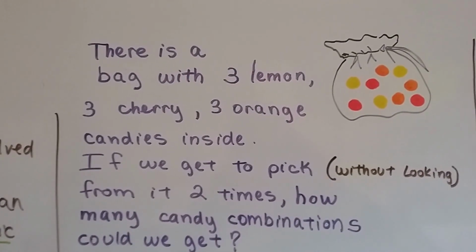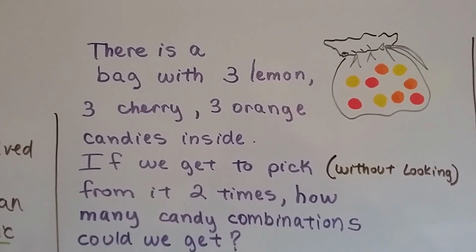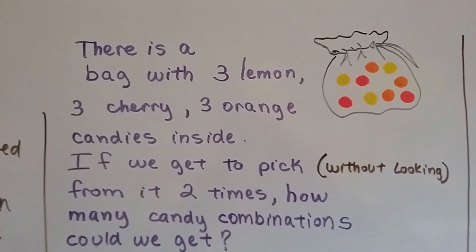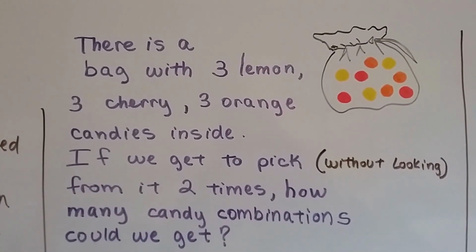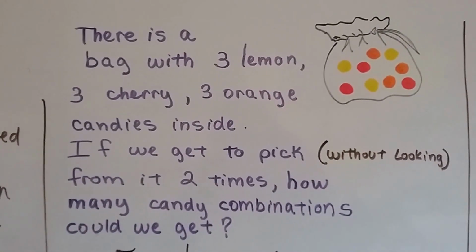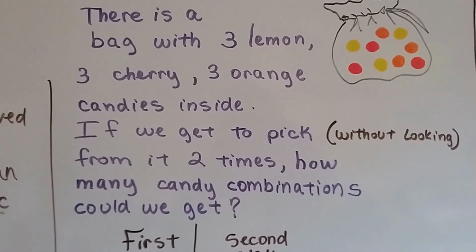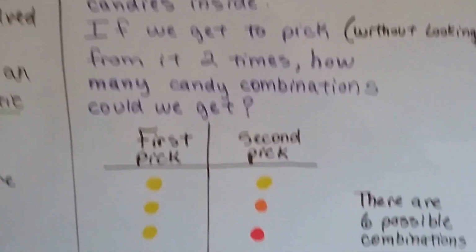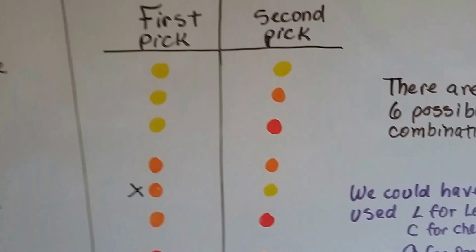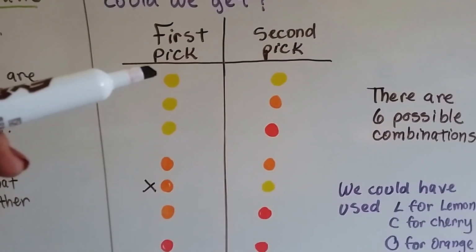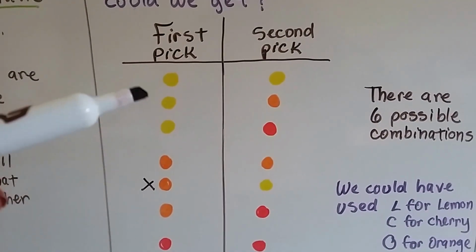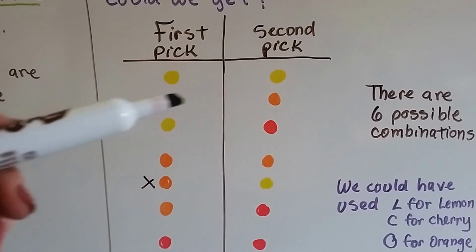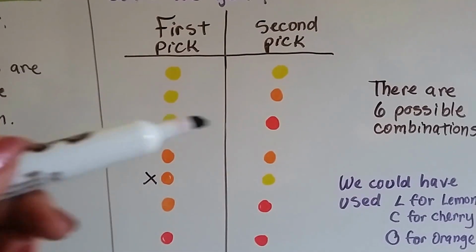So there's a bag with 3 lemon, 3 cherry, and 3 orange candies inside. If we get to pick, without looking, from it 2 times, how many candy combinations could we get? So we're going to get a first pick and a second pick. So here are our combinations. First pick, we get 2 lemons, and the next time we pick a lemon and then an orange.